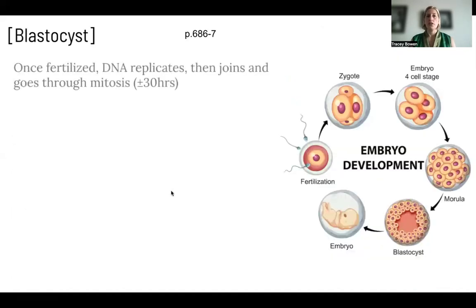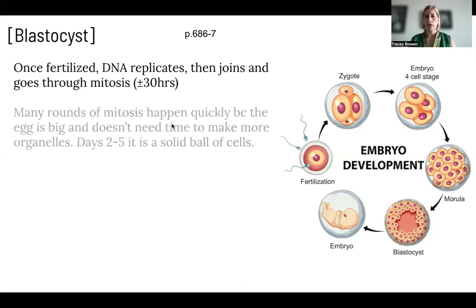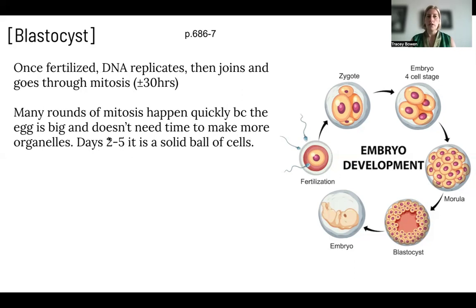So once fertilized, DNA is going to replicate and then join and start going through mitosis. So this is growing the ball of cells that is going to become the fetus. Initially fertilization occurs, a zygote forms. This whole process is going on for about 30 hours. Many rounds of mitosis are happening quickly because the egg is big and it doesn't need time to make more organelles. So about day 2 to 5, it's a solid ball of cells.